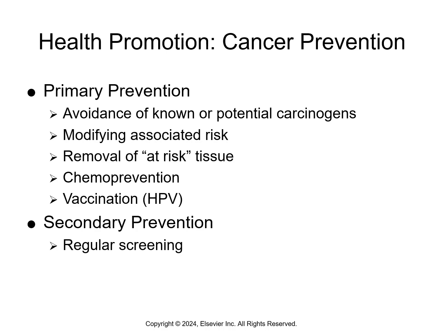Secondary prevention is early detection, screenings, mammograms, and colonoscopy. So know the difference between primary prevention versus secondary prevention. Primary prevents cancer. Secondary finds cancer early. An example of primary prevention would be if you had a mole or something like that that needed to be removed, then that would be primary prevention, where it says remove at-risk tissue. So keep that in mind.